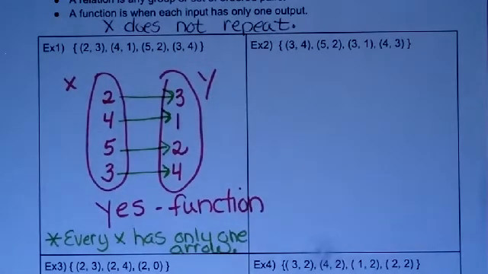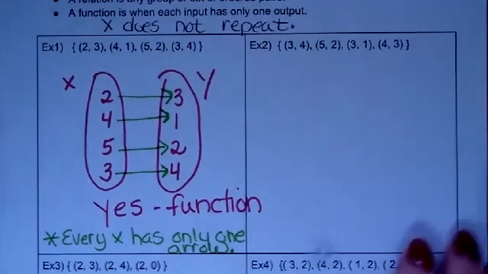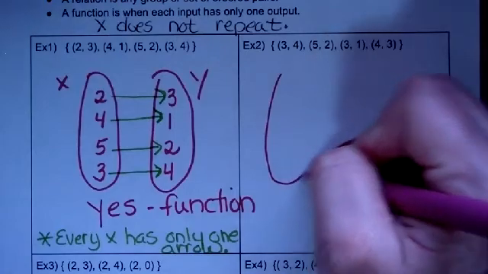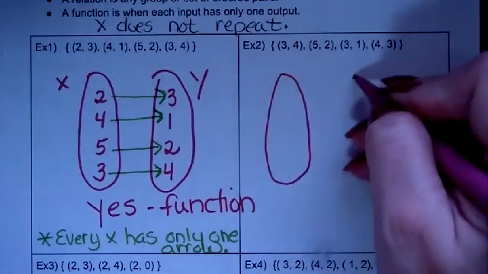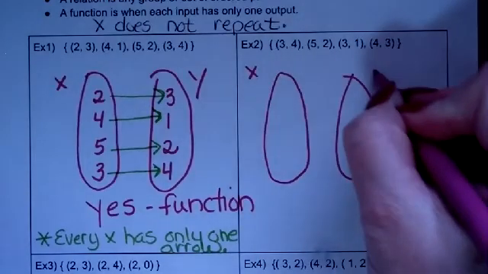Now, number 2 is actually going to be a no, it's not a function. So as we're working this, I want you to think about how they're the same and how they're different. Okay, so I have this set of ordered pairs right here. And I'm going to draw my bubbles just like that. Here's X and there's Y.